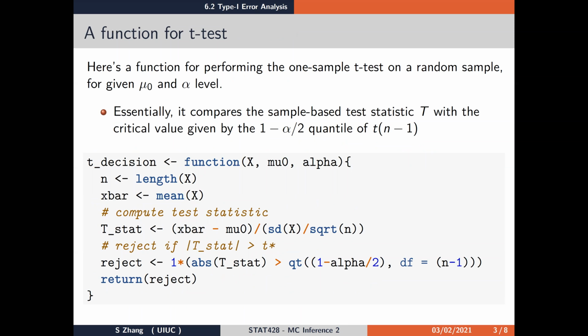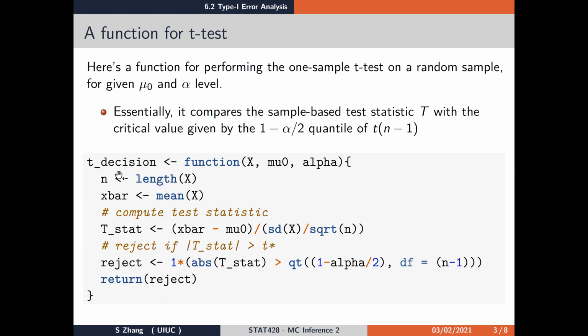So let's first create a function that implements the t-test. Here's a function for performing the one sample t-test on a random sample x for a given mu0 and alpha level. Essentially, what this does is it compares the sample-based test statistic t with the critical value given by the 1 minus alpha divided by 2 quantile of the t distribution with n-1 degrees of freedom.